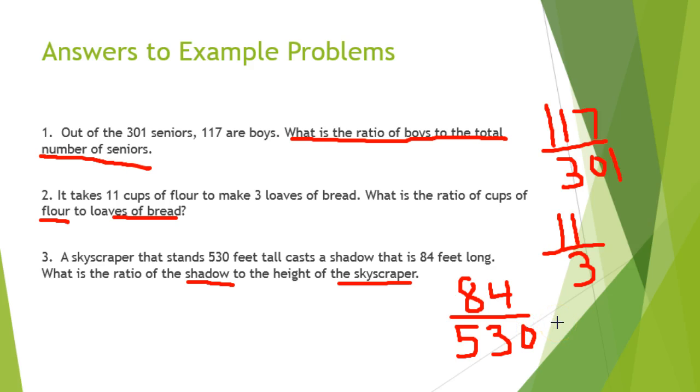Now looking at 84 and 530, I see that they are both even numbers. So I know I can simplify this ratio by dividing both numbers by 2, which would give me 84 divided by 2 to get 42 over 530 divided by 2 gives me 265. So your ratio in simplest form for number 3 is 42 over 265.